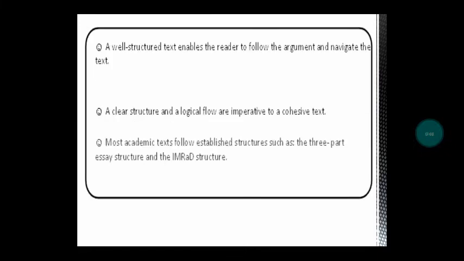So let's recall. Last time we discussed academic structure and academic text. Let's remember the lessons. First, a well-structured text enables the reader to follow the argument and navigate the text. A clear structure and a logical flow are imperative to a cohesive text, and most academic texts follow established structures such as the three-part essay structure and the IMRAD structure.